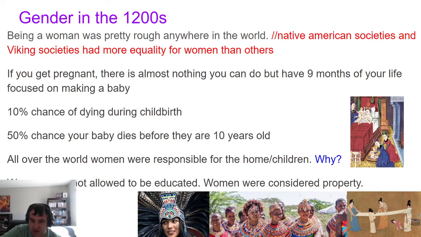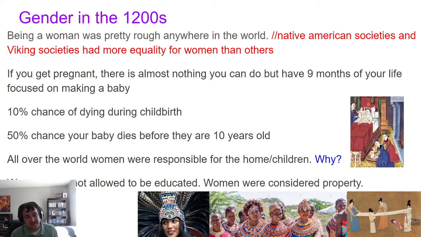But in the vast majority of cultures, women were not allowed to be educated. And in many cultures, they created a system called a dowry. If a man wanted to marry your daughter, the family would say, "Okay, give us $500," or "give us 2 goats." So women were sort of sold and considered property.